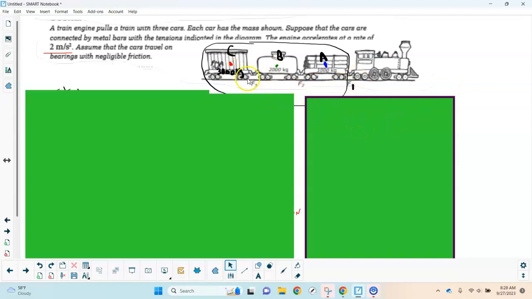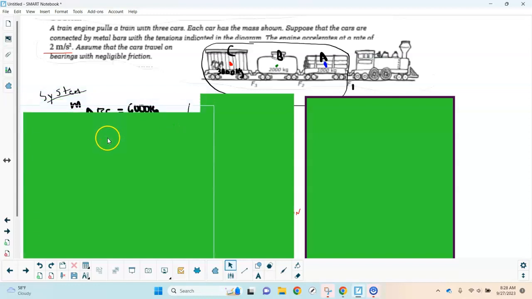If we look at this, and this was hard to read, so I traced it again. So that's 3,000 kilograms, 2,000 kilograms, and 1,000 kilograms. If I add all those together, the mass of the system would be 6,000 kilograms because 1 plus 2 plus 3 is 6,000.